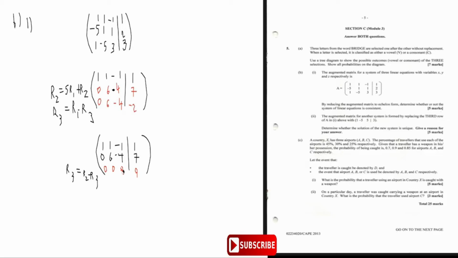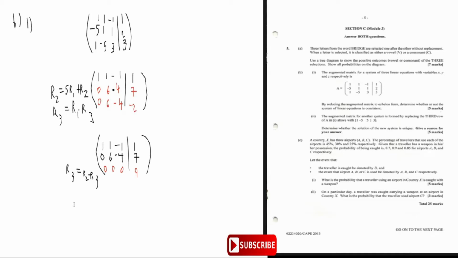So you see how this is important? We don't make any mistake. We made a mistake right here. And so this is 0. This is 0. And then 7 minus minus 2 is 9. And so the system is actually inconsistent.